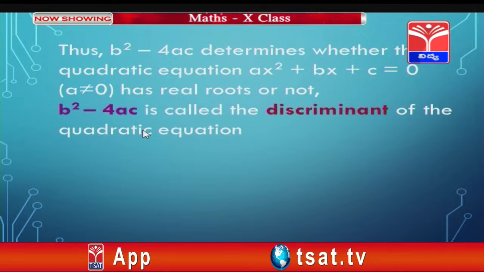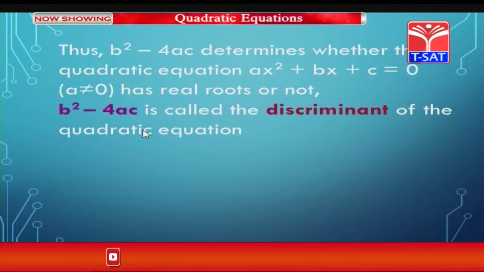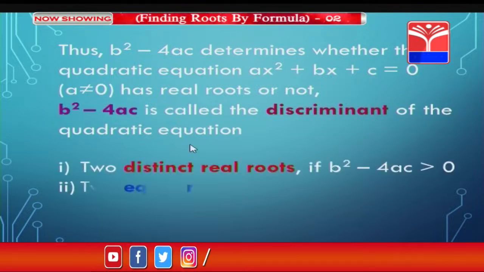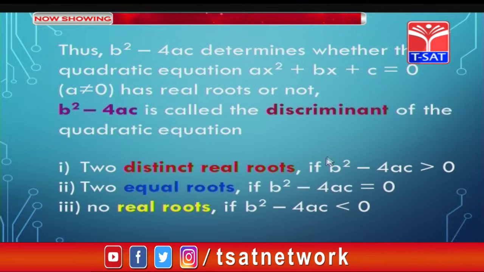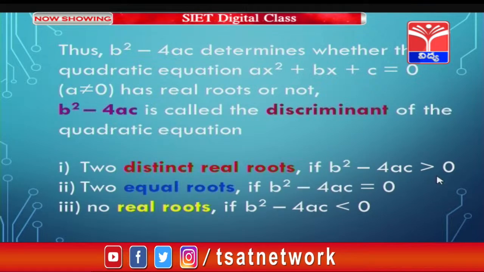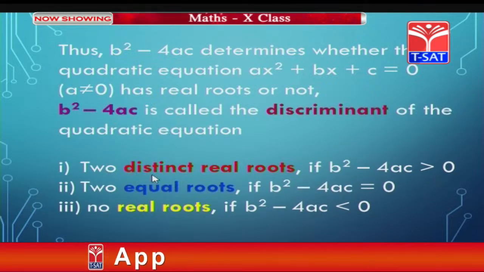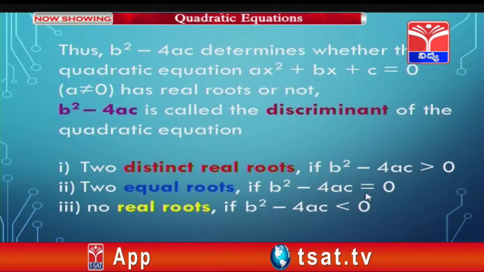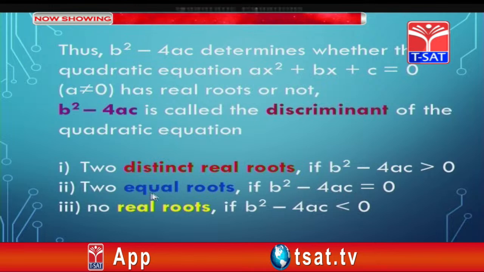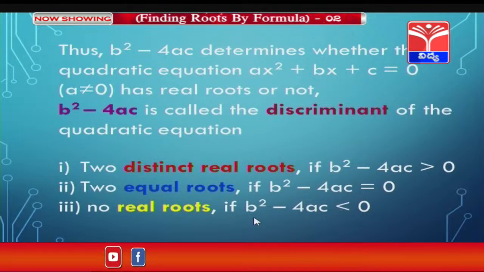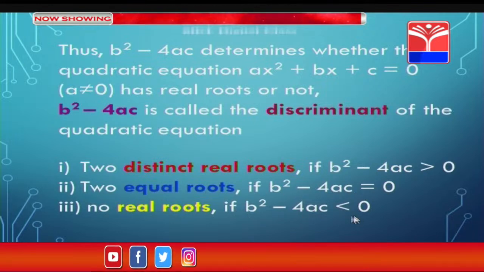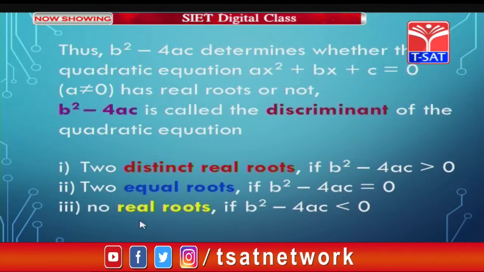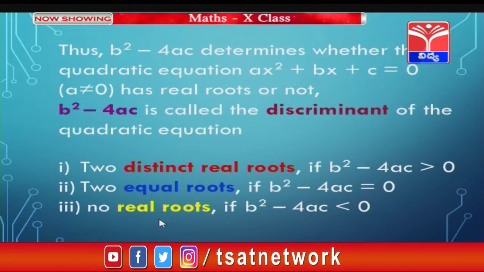Thus, we can say b square minus 4ac is called the discriminant of the quadratic equation. So, we can say if b square minus 4ac is greater than 0, we will get two distinct real roots. If b square minus 4ac is equal to 0, we get two real equal roots, and if b square minus 4ac is less than 0, we get no real roots, but we get imaginary roots.